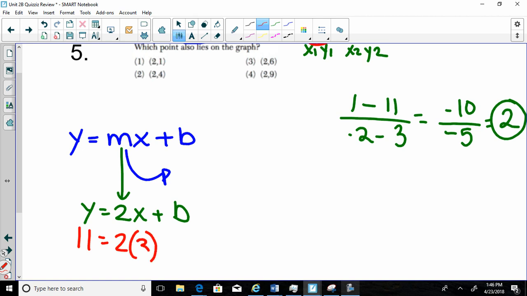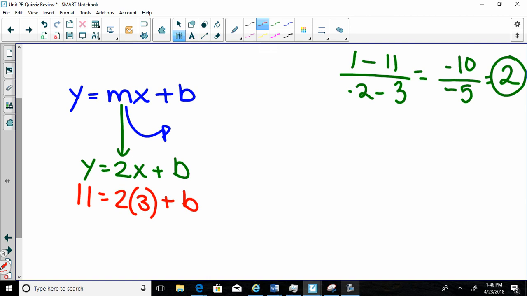So that one we couldn't really plug it in. You would have to figure out the equation. Does that make sense? Okay.